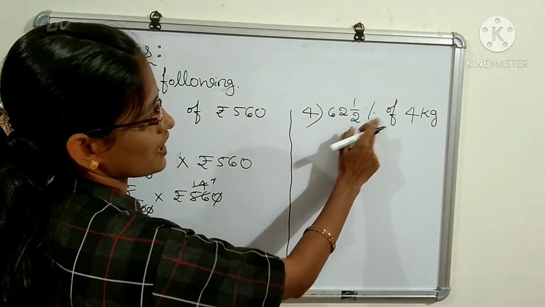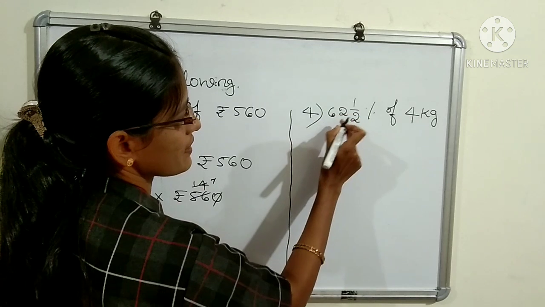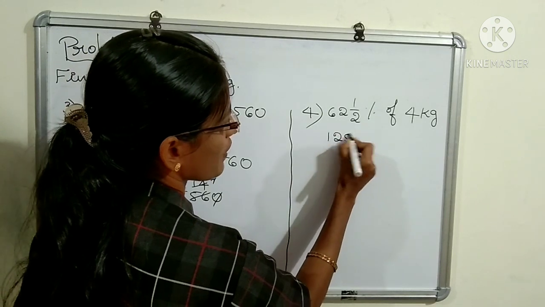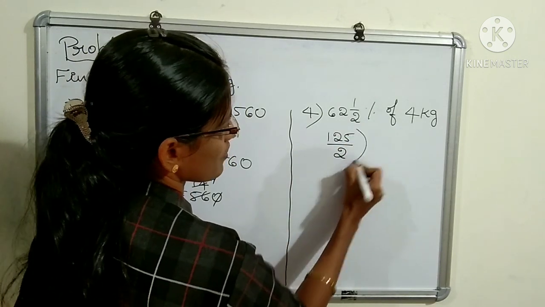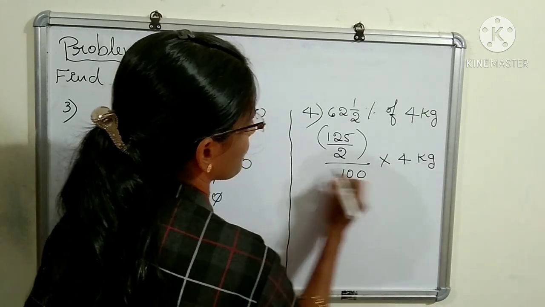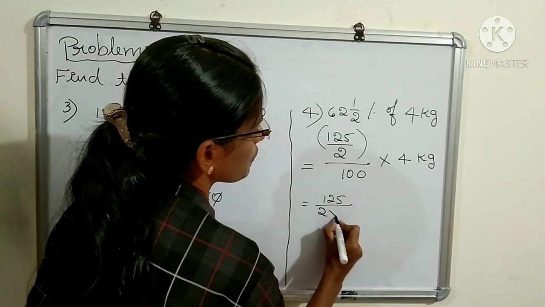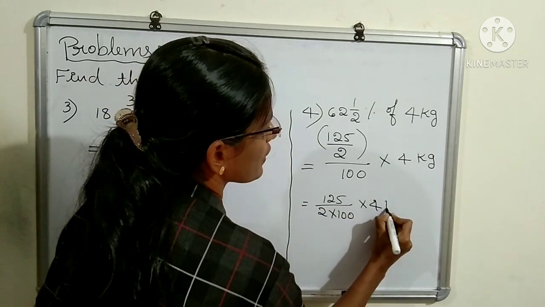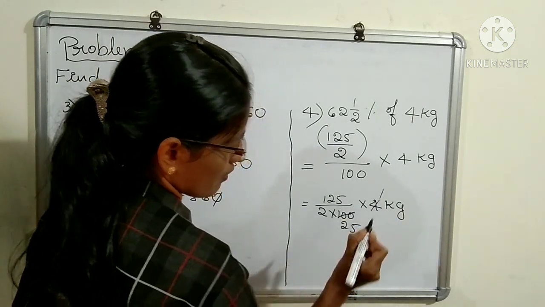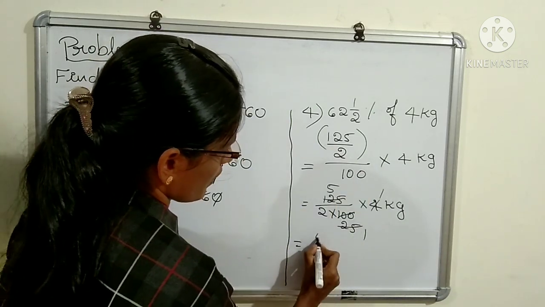62 1 by 2 percentage of 4 kg. Same like the third question. First you simplify this. 62 2s are 124 plus 1, 125 by 2 percentage. Here divided by 100 into 4 kg. 125 divided by 2 comes down. 2 into 100 into 4 kg. Here 4 ones are 4, 25s are 25, 5s are. So 5 by 2.